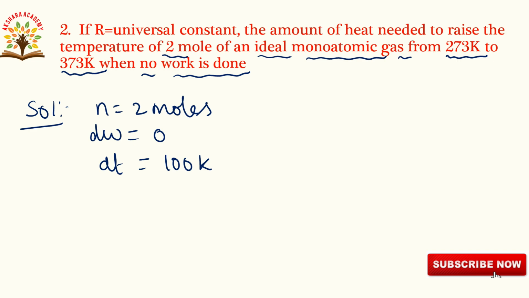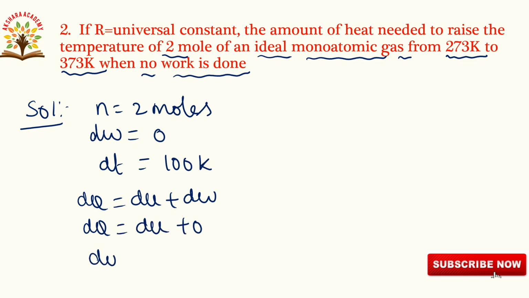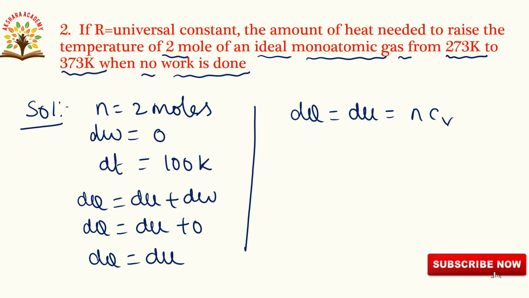So dT value is 100 Kelvin, and energy is conserved according to first law of thermodynamics, dq is equal to du plus dw. Already they have given dw is equal to 0. So dq is equal to du. Nothing but here in this monoatomic gas, dq is equal to du. du can be written as n into Cv into dT or delta T.